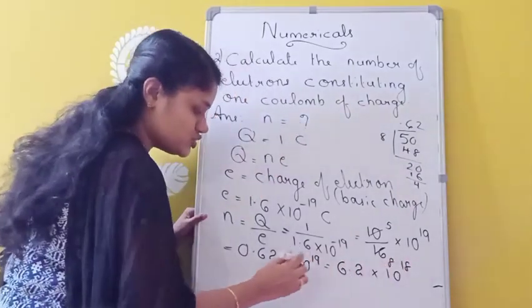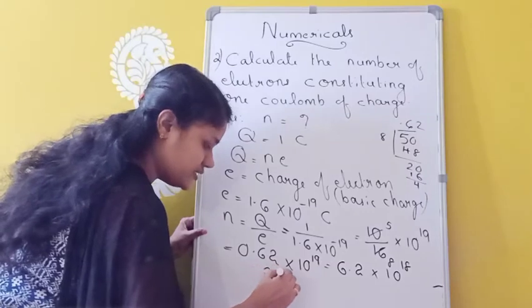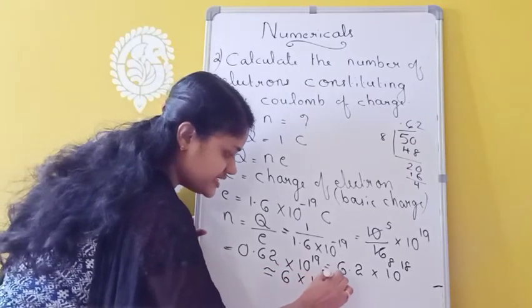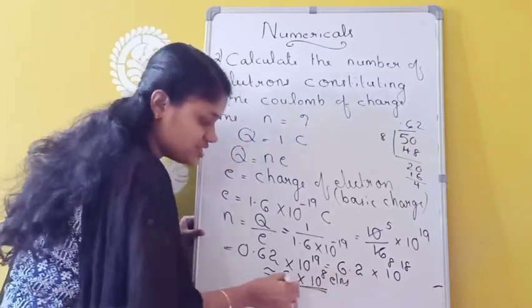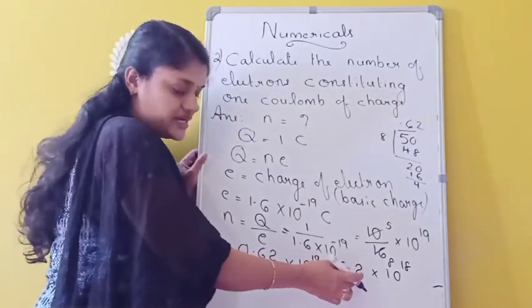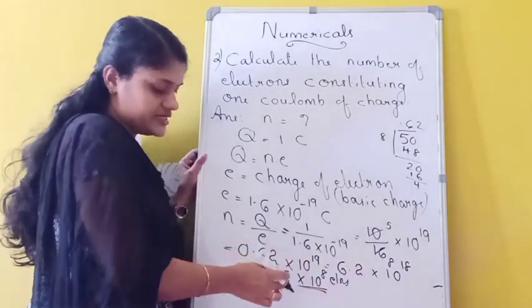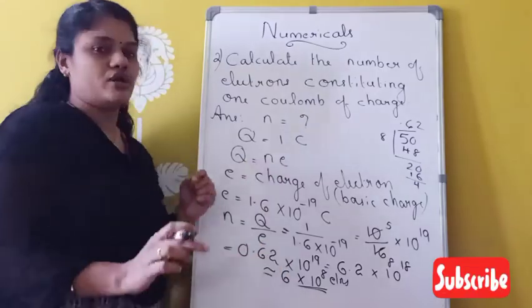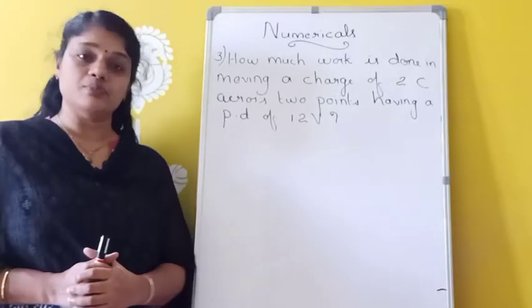And the 6.2 approximately we can write as 6. So 6 into 10 raised to 18 electrons, because we are finding a number, and this number will not come in decimal. So we are taking the approximate value 6. So 6 into 10 raised to 18 electrons constitute 1 coulomb of charge.